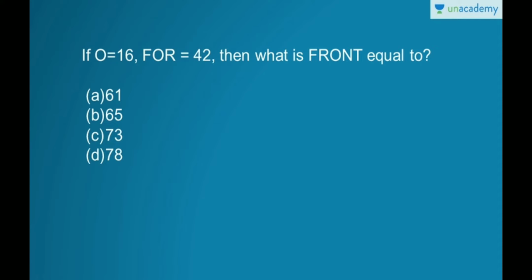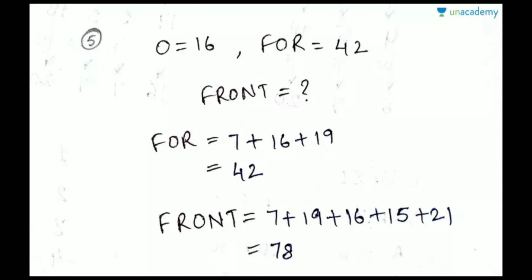Now next question. If O is coded as 16 and FOR is 42, then how can FRONT be coded? So FRONT is equal to what? This is what this question is trying to say, and this is what the examiner is actually asking you. Okay, so let's see how we can do this. O is 16 and FOR is 42. You have to find it for FRONT.